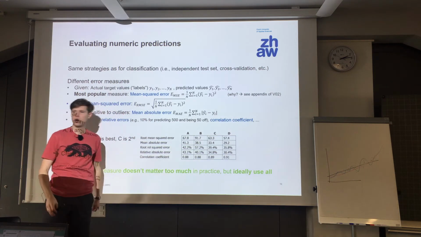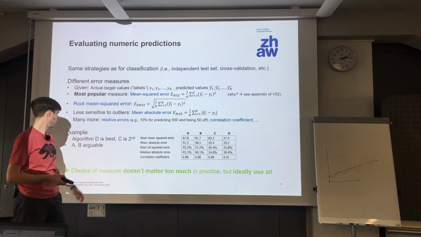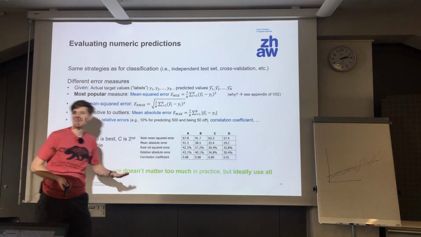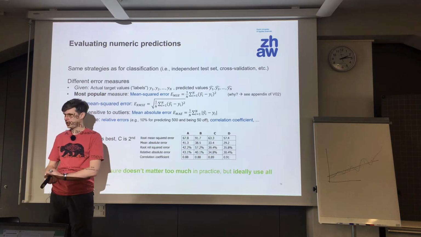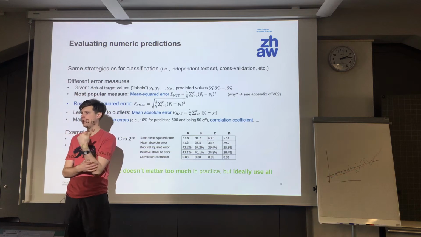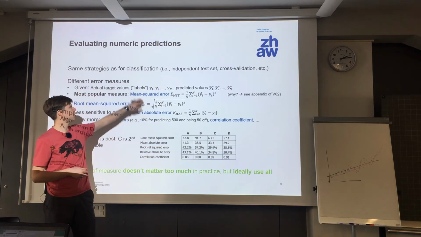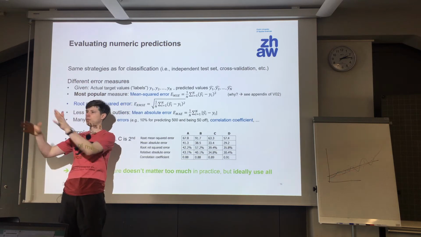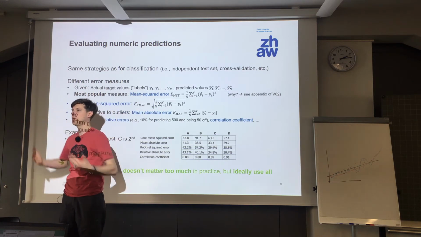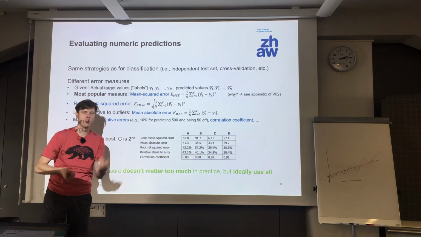So compute them all and in the end look which one you will report. Good thing is, in the end it doesn't matter too much, given that, A, you report the same things other people report as well. Like if everybody in your field is reporting mean squared error and you are reporting something else, people cannot compare it.